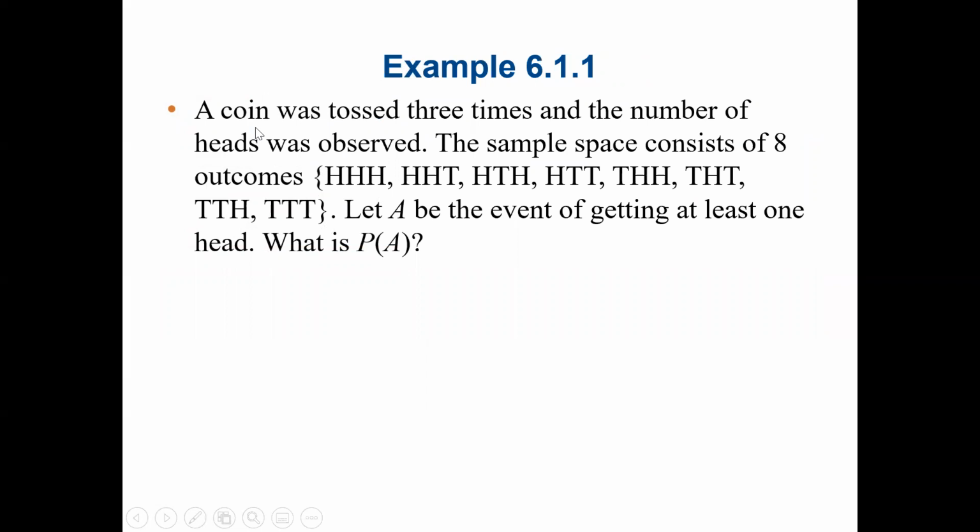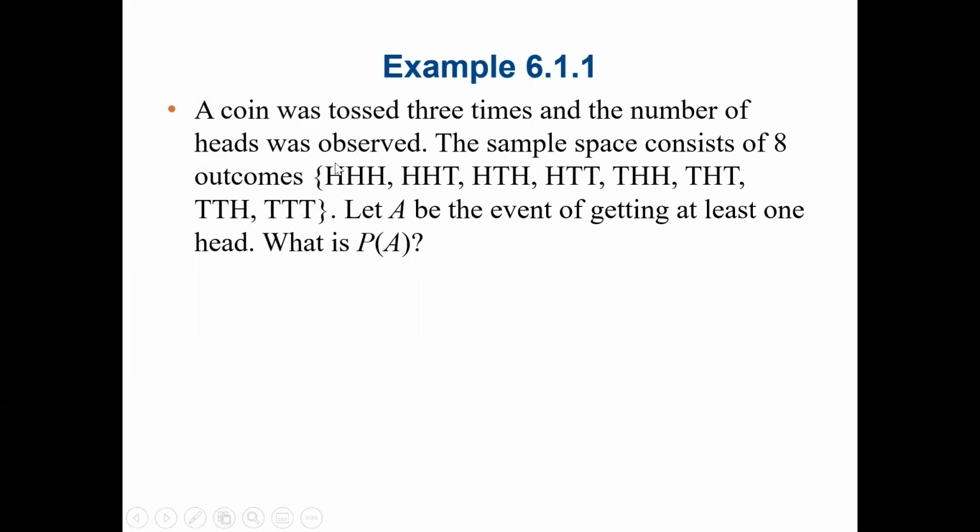Here we have a coin. The coin was tossed 3 times, and the number of heads was observed. Now, this is the sample space, which consists of 8 outcomes. These are the possible outcomes we can get if we toss a coin 3 times. The first time we can get 3 heads. Next time we can get head, head, and tail. Next, head, tail, head, and so on.